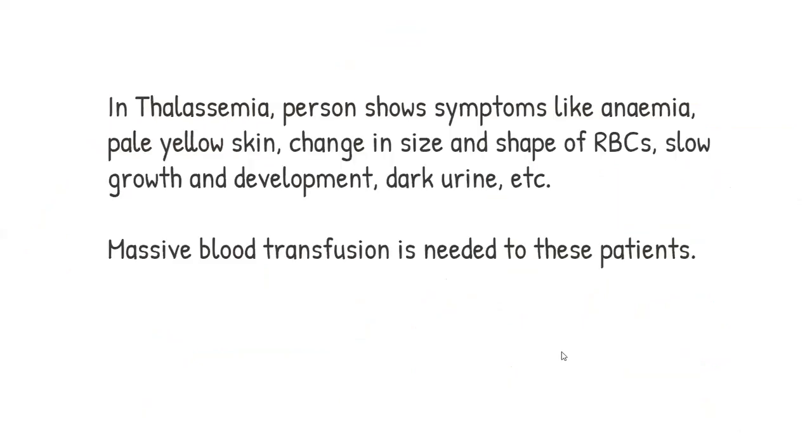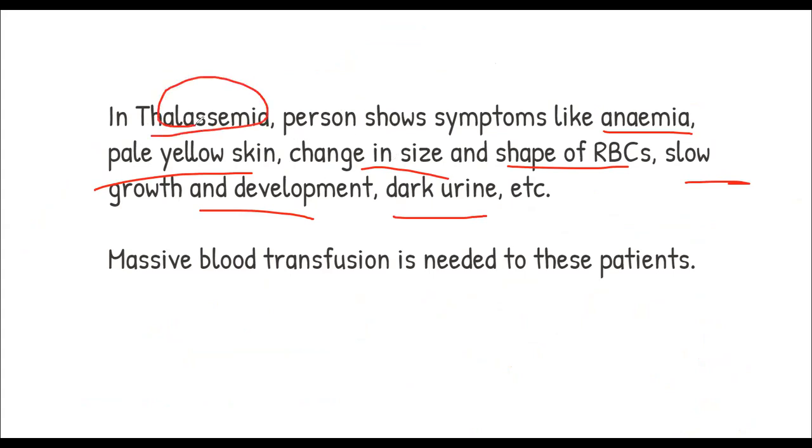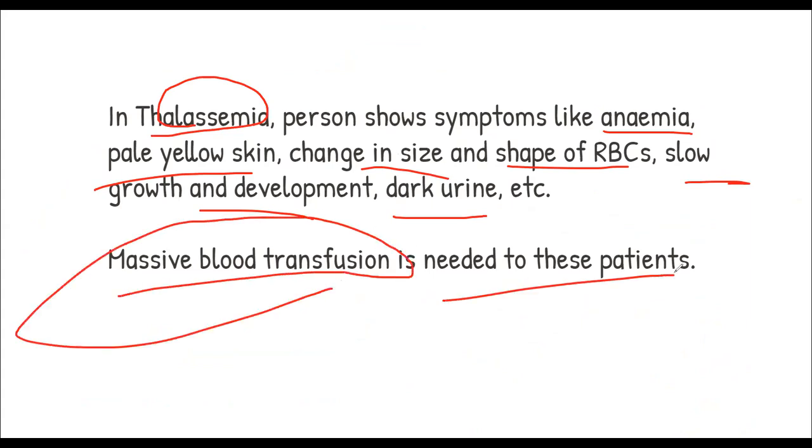Fine. What are the symptoms of thalassemia? A person will show symptoms like anemia, pale yellow skin, change in the size and shape of the RBC, slow growth and development, and darker urine. These will be the symptoms seen in a person suffering from thalassemia. The treatment will be massive blood transfusion, because it's a genetic disorder, so the amount of blood needed to compensate will be very high.